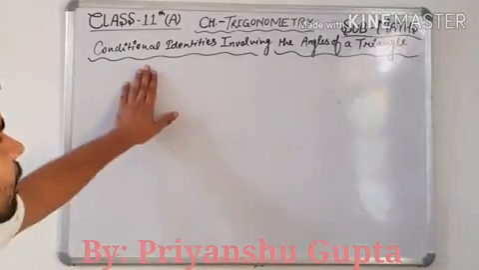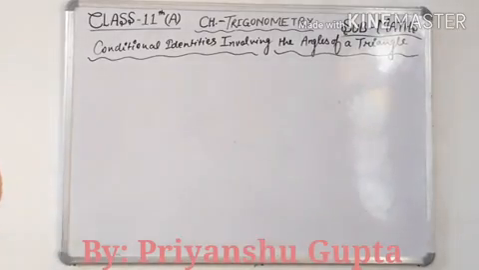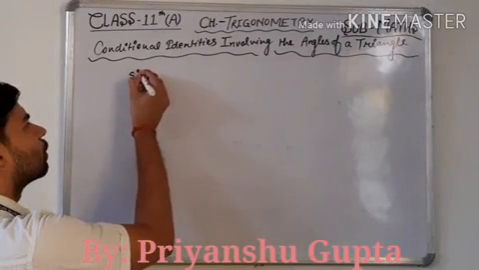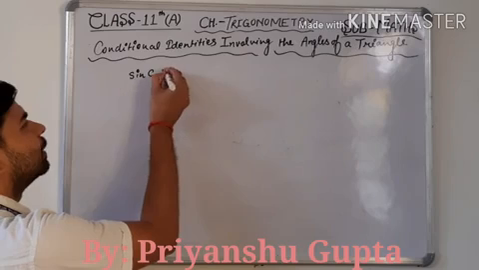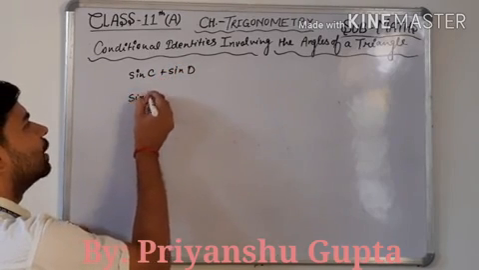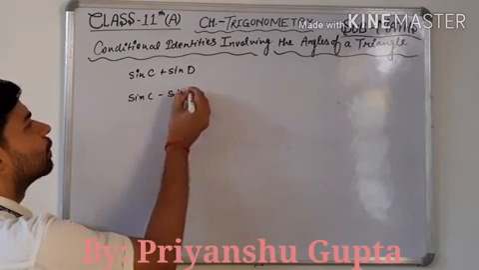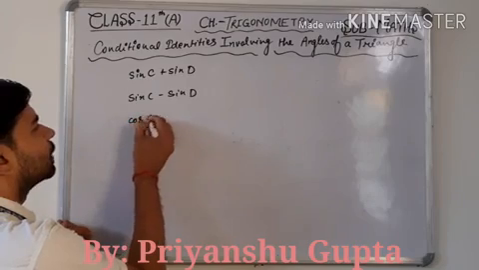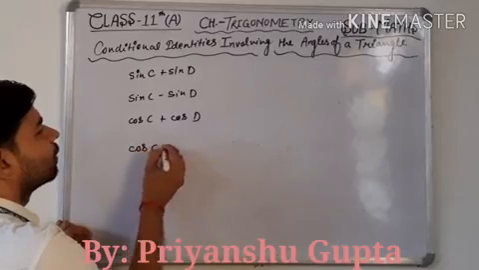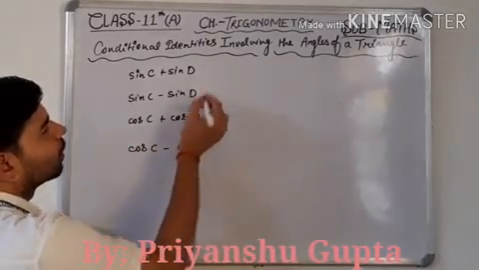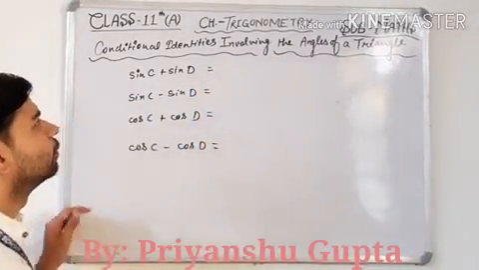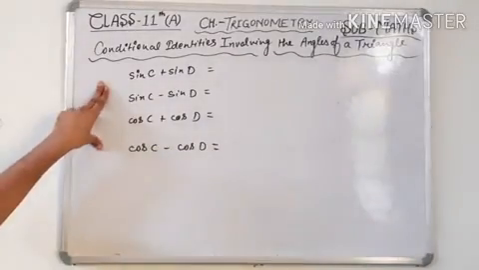In this topic, we have to use mainly four formulas of trigonometry, which are sin C plus sin D, sin C minus sin D, cos C plus cos D, cos C minus cos D. I have told you about these formulas.